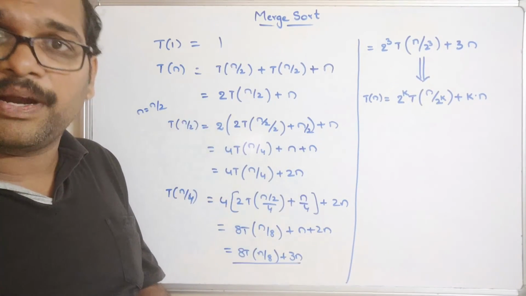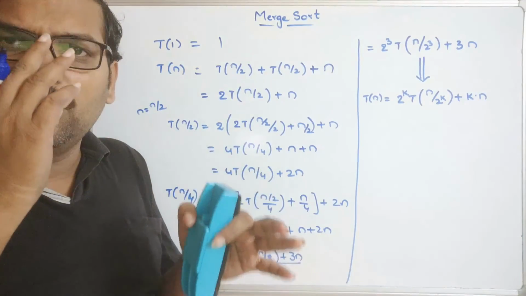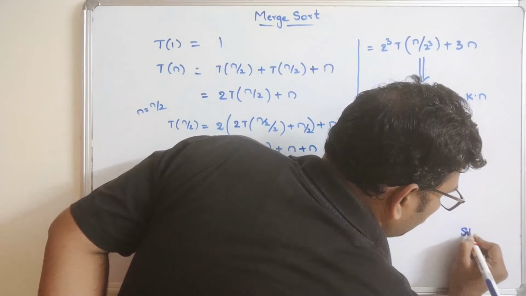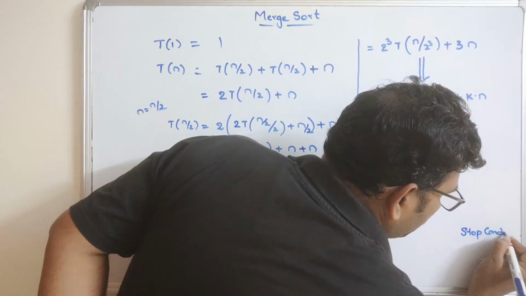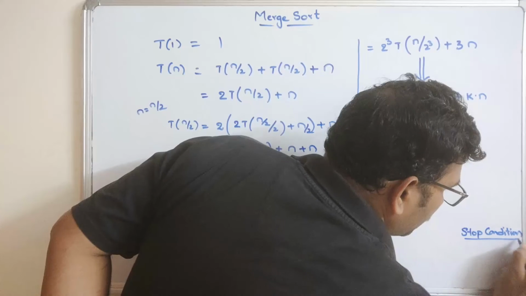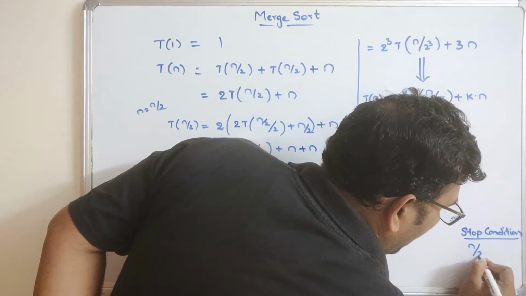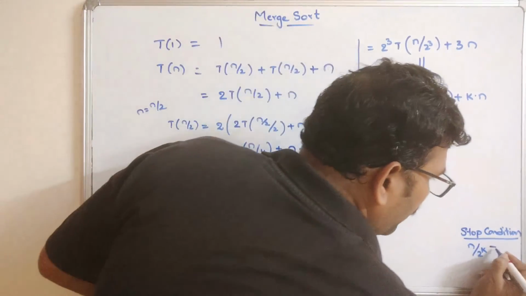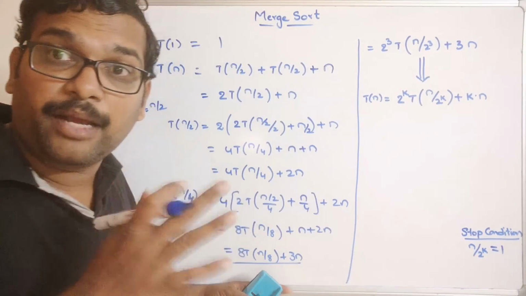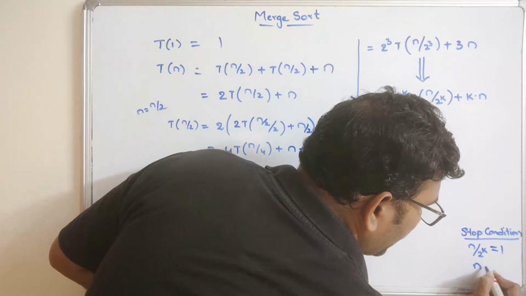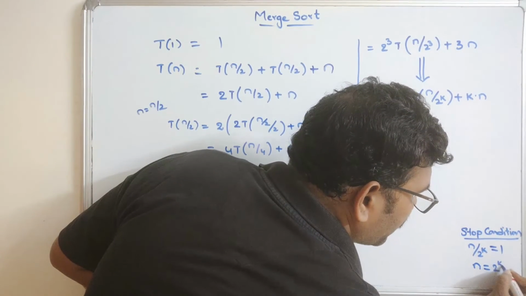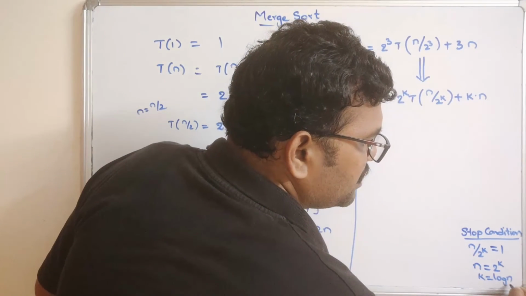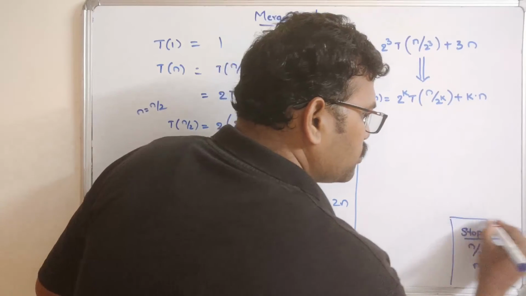So what is the stop condition here? When are we going to stop the division, right? So here I'll write stop condition. This is the most important thing while calculating the time complexity. We keep on dividing the problem and we'll stop when it becomes one element. When it becomes one element, obviously we can write n is equal to 2 power k and k is equal to log n base 2. So this is the stop condition.